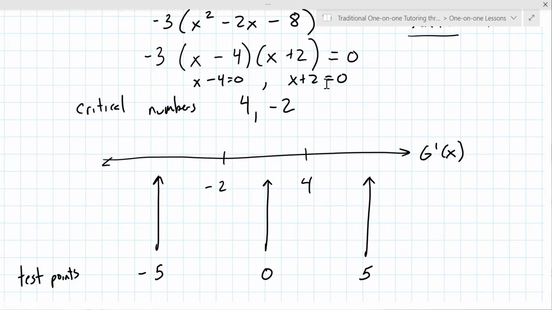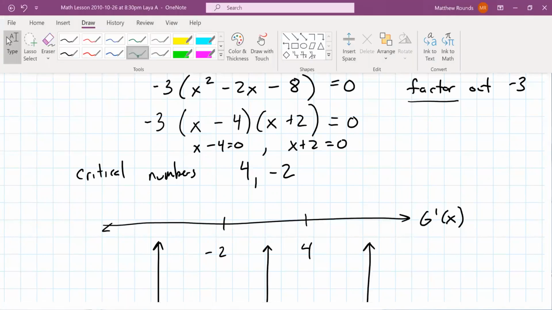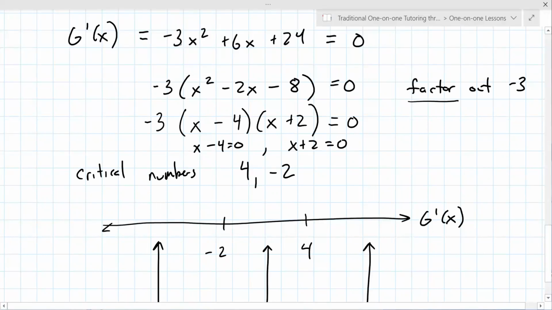But let me ask you, do you remember what this parabola looks like, the shape of it? Does it open up or down? I think it opens down. It opens down, so it looks something like that. So you actually don't have to test, because the shape of the graph tells you negative, positive, negative.